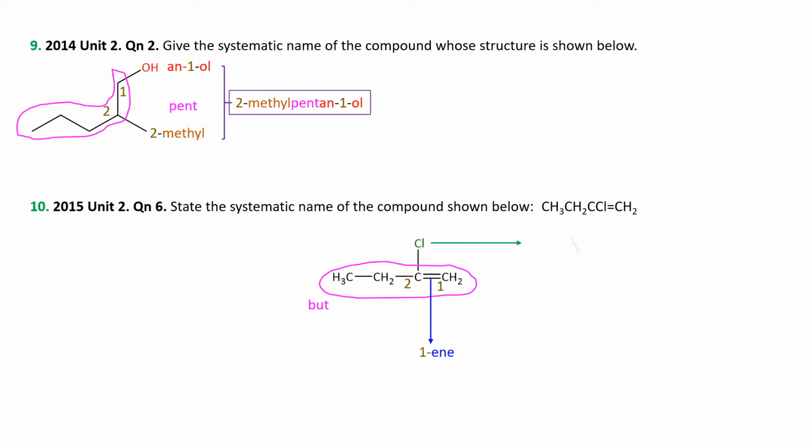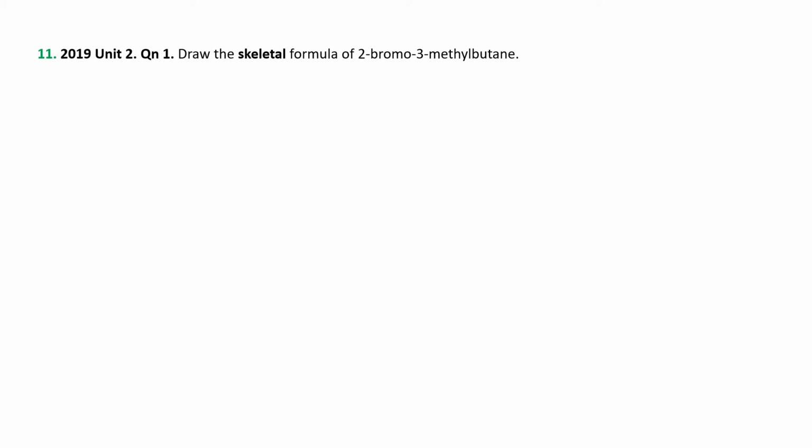So the whole thing becomes 2-chloro-but-1-ene. Look at those pretty colours. Skeletal structure of 2-bromo-3-methyl-butane. Well, first of all, we want butane, 1, 2, 3, 4. Number it 1, 2, 3. We want to put a bromine at carbon 2 and a methyl at carbon 3, and there's the skeletal structure for it.